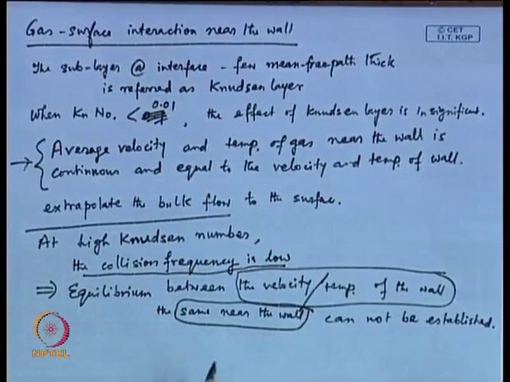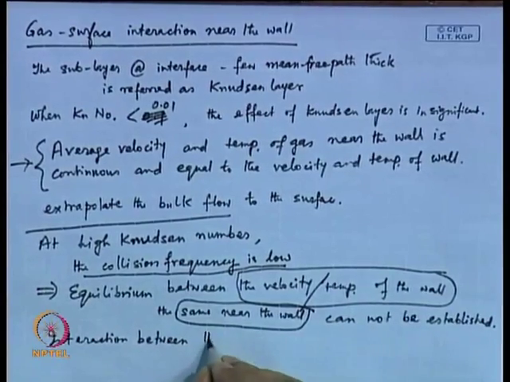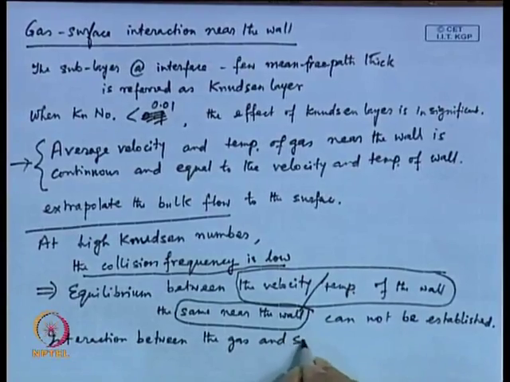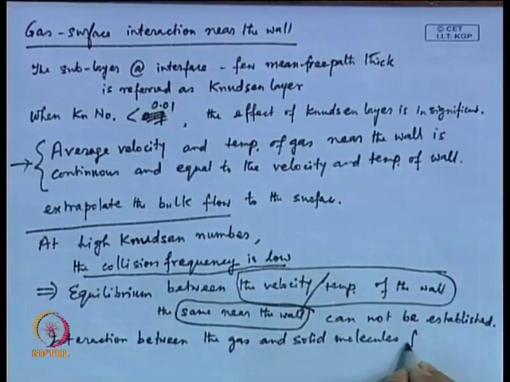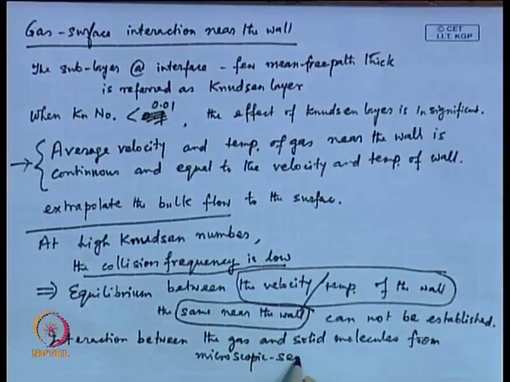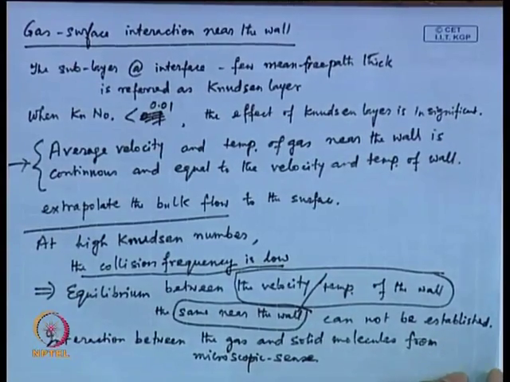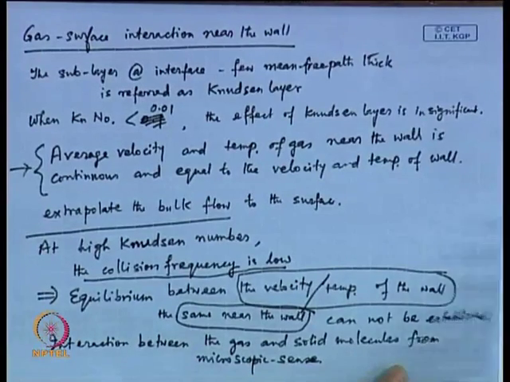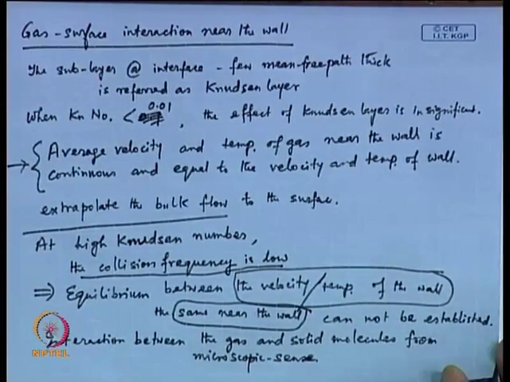Okay. So, in that case, you have to consider the interaction between the gas and solid molecules from a microscopic sense, not macroscopic, not using continuum. Rather, you have to consider the collision, the interaction between gas and solid molecules in the microscopic sense, because the equilibrium has not been reached. So, you cannot consider the velocity or temperature of the wall as the same for the fluid that is next to the wall.